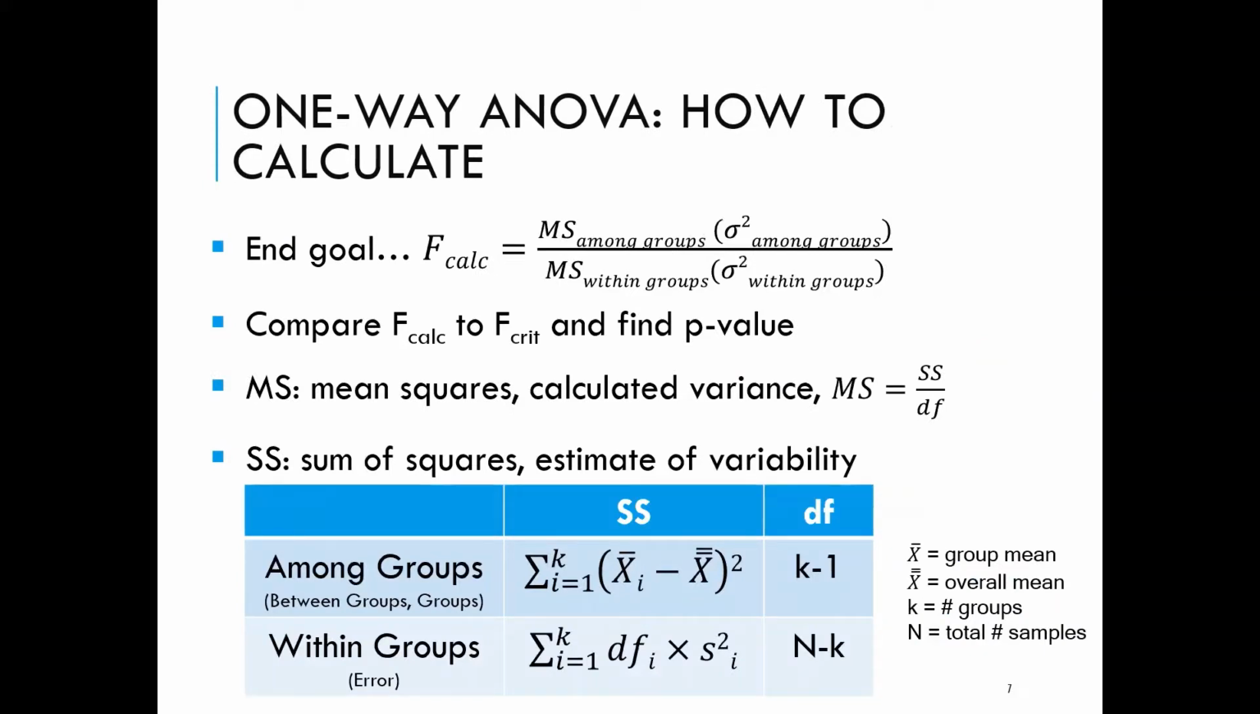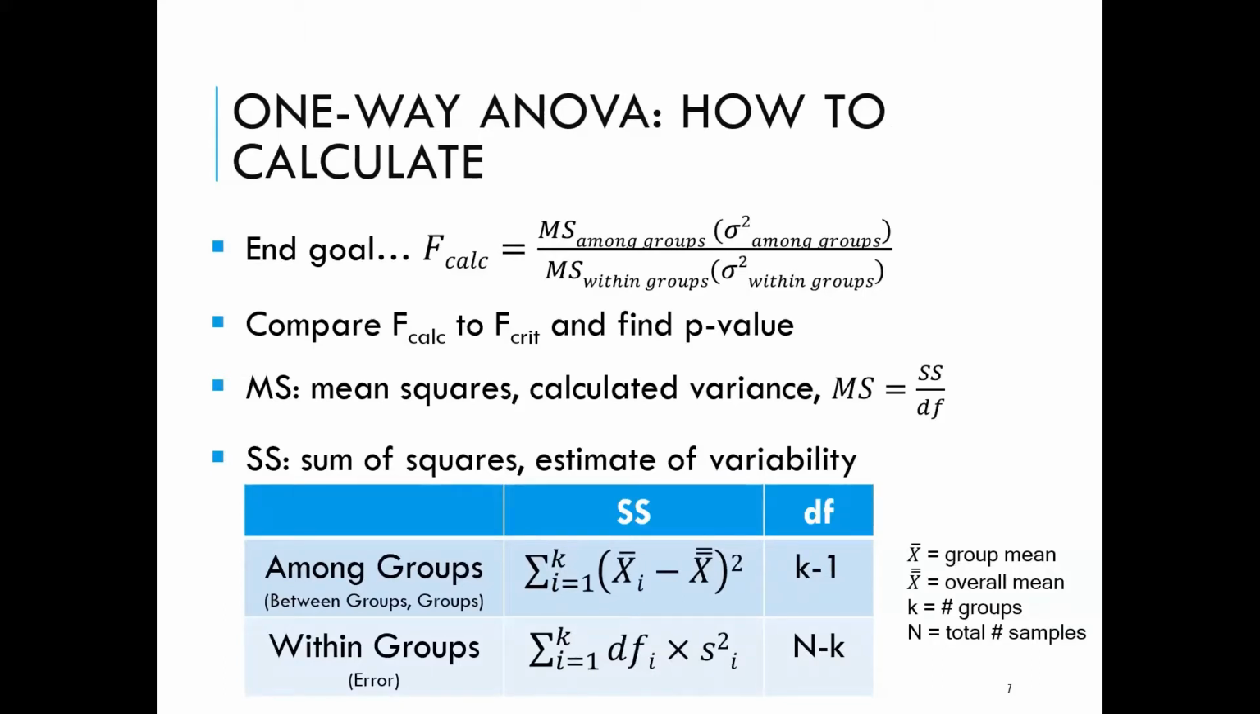So the way I've broken this down to explain the one-way ANOVA math is a bit reverse than what you see in the lab manual. So here I start with the end goal of the ANOVA. The final statistic calculated by the ANOVA is an F-calc value. And this is calculated by dividing the mean squares among the groups, which is the overall variance among the groups of the whole data set, by the mean of squares within the groups, which is the variance within the groups overall as a whole data set. We compare that F-calc value to an F-crit value and find a p-value to come to our conclusions.